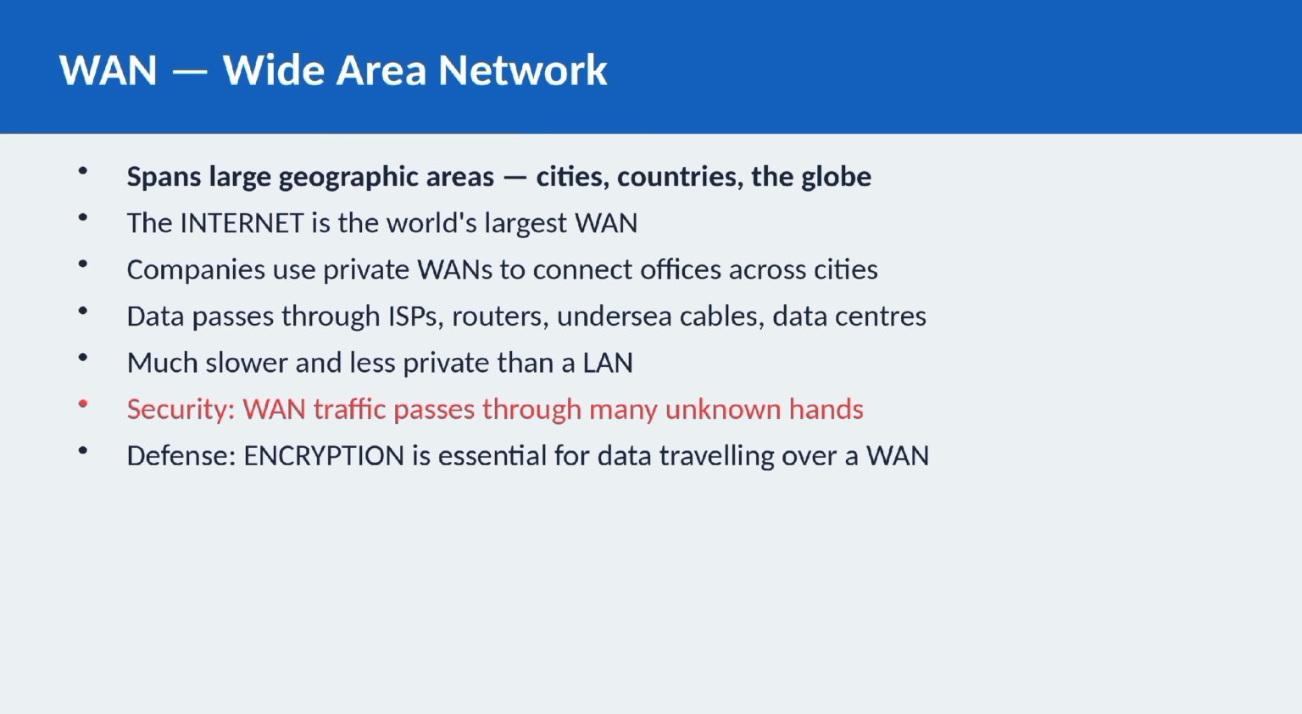Cybersecurity relevance: traffic traveling over a WAN passes through many hands: ISPs, routers, data centers. That's a lot of opportunities for interception. This is why encryption is so critical when data travels over wide area networks.